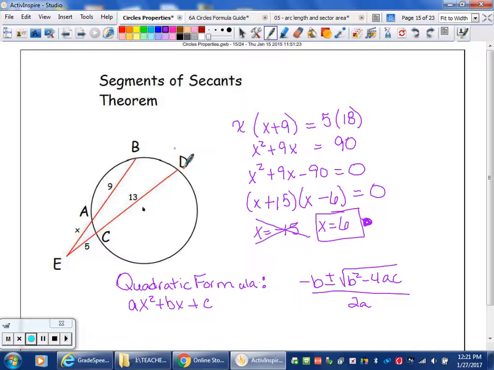Now, they do get a little more complicated when you get to the two secants. Sometimes they'll put x on the outside, and that'll cause you to have to go into quadratic formula or factoring. Just remember, you cannot have a negative length, so a negative would not be a feasible answer.